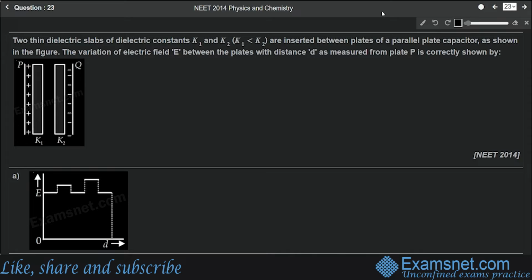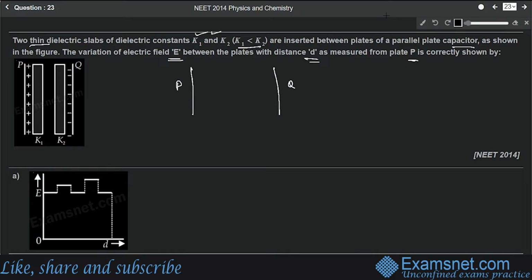Question number 23 is from the chapter Electrostatic Potential and Capacitance, and the question is: two thin dielectric slabs of dielectric constants K1 and K2, where K1 is less than K2, are inserted between the plates of a parallel plate capacitor as shown in the figure. The variation of electric field E between the plates with distance D as measured from plate P is correctly shown by. Okay, so there is a parallel plate capacitor. This is plate P and this is plate Q.